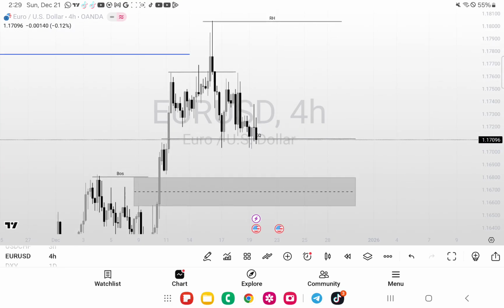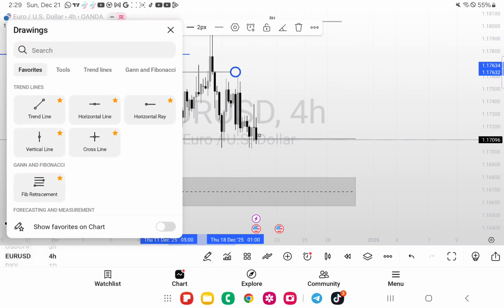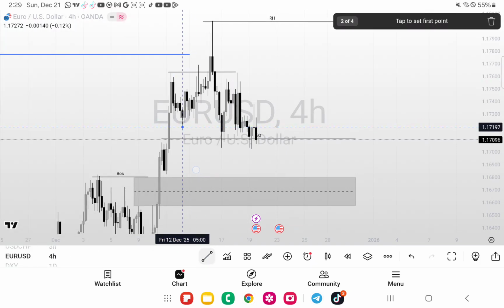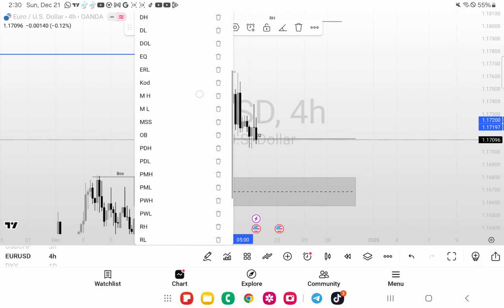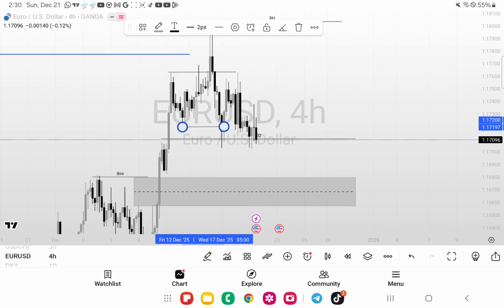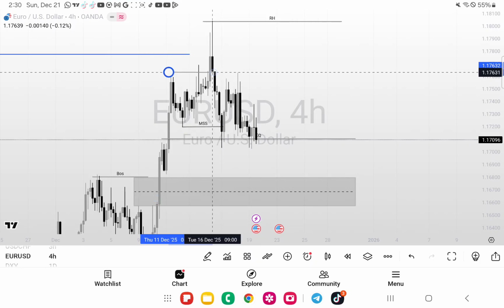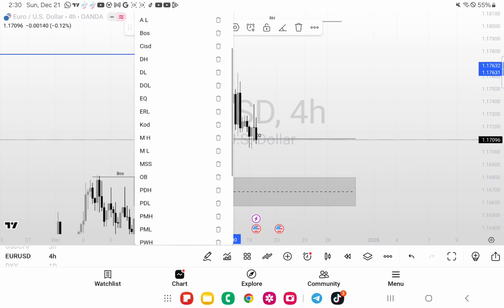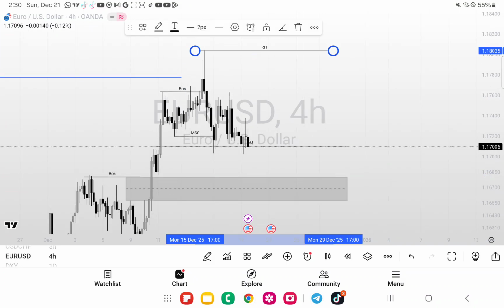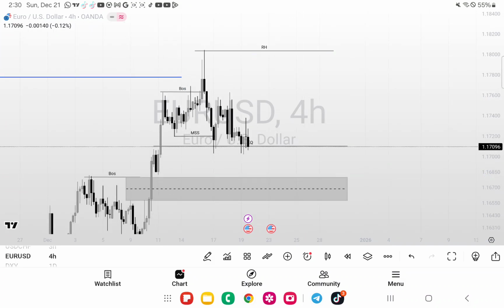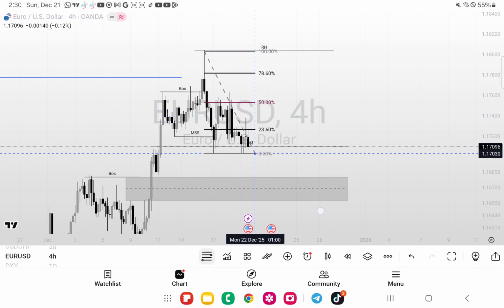After price took out liquidity on the weekly high, we have this market structure shift from here on the 4 hour time frame. That's our market structure shift, and this is our break of structure. And this is the origin that caused this market structure shift, from this low.